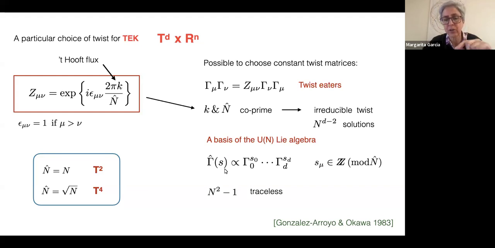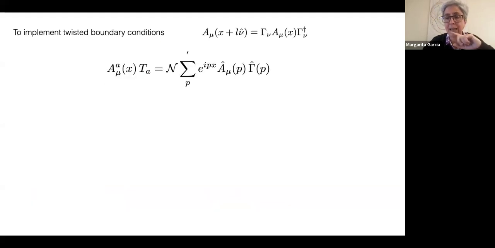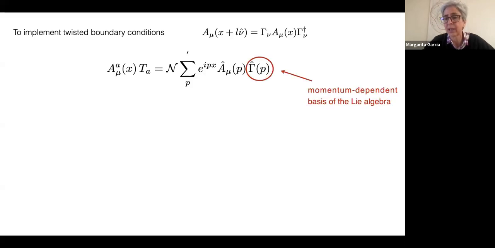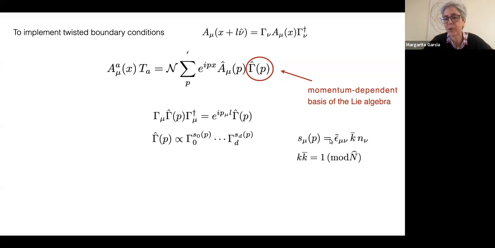And this is very useful because then one can implement a Fourier transform that implements directly for the gauge fields the boundary conditions, these ones. And this is how it looks, the Fourier transform. So you have a sum over momenta, exponential of i p x, and then these are numbers. And all the color dependence goes in these matrices that are momentum dependent, a momentum dependent basis of the Lie algebra, okay? So remember that, the only condition for this to be satisfied is this condition here, and it is very easy to construct solutions using this matrix multiplication with integers here appropriately chosen.